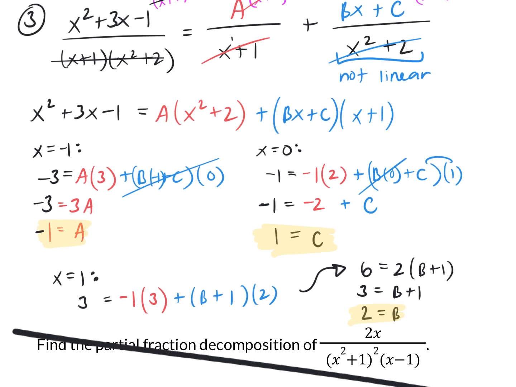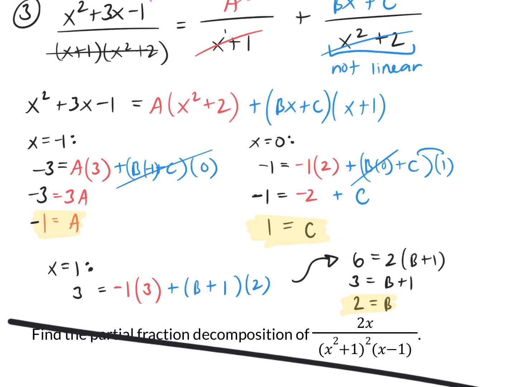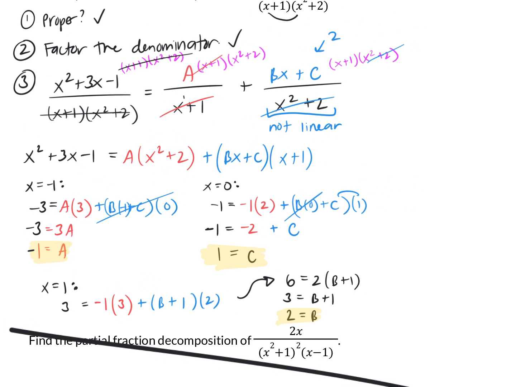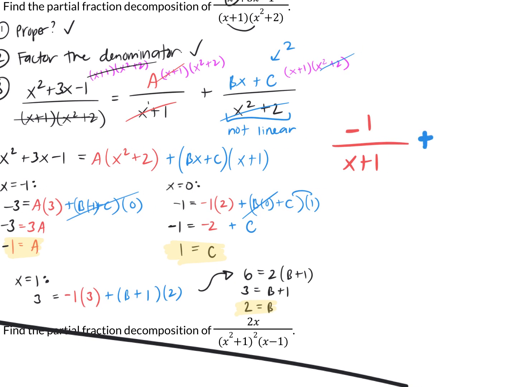Okay, so then you just got to write your final answer out. So I'm going to go back up here, just kind of off to the side. And my final answer, I'm plugging in my A's and B's and C's. So I've got A is -1, so I got -1 divided by x plus 1. And then plus B, which is 2, so 2x, plus C, which is 1, all divided by x squared plus 2.